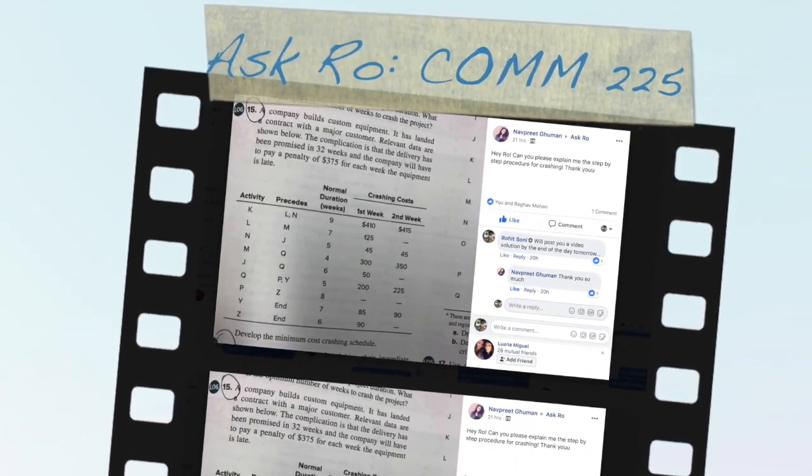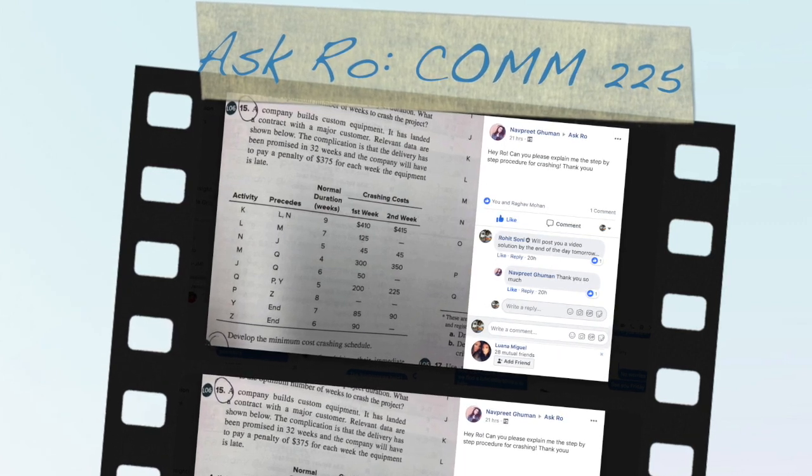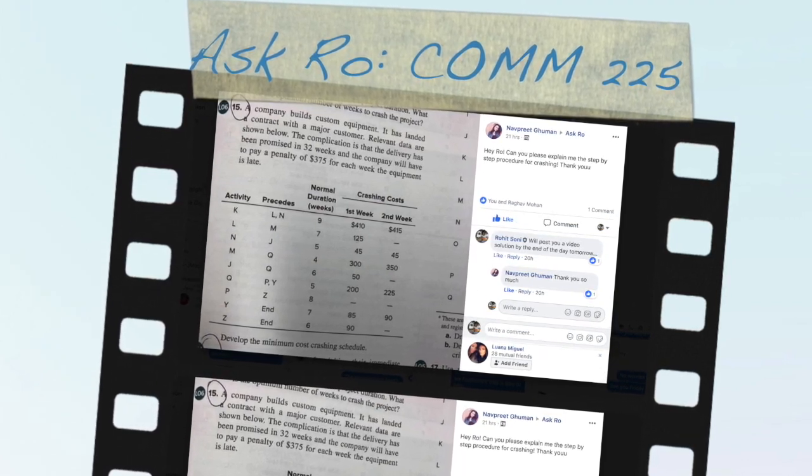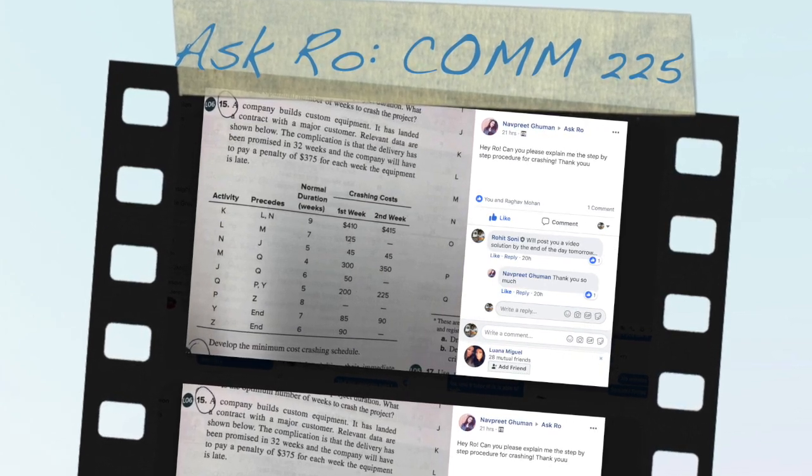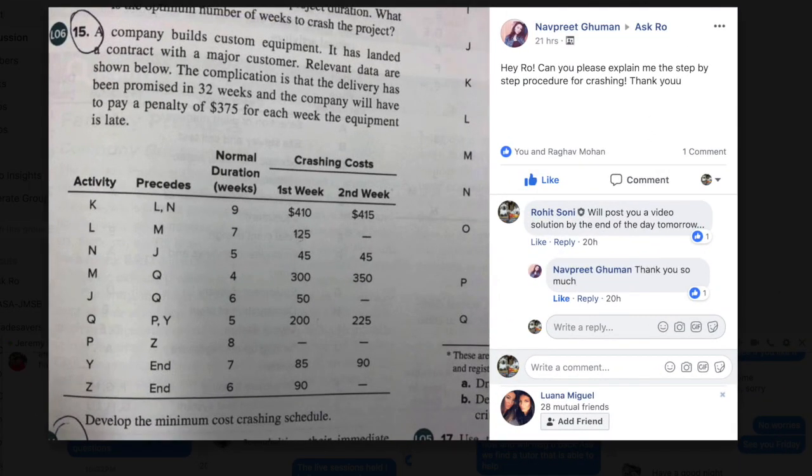So here I was asked a question for COMM 225, Production Operations Management. Let's have a look. A company builds custom equipment. It has landed a contract with a major customer. Relevant data are shown below.